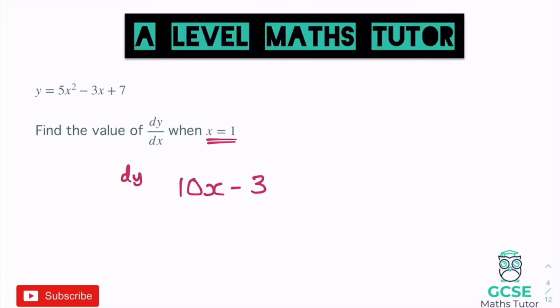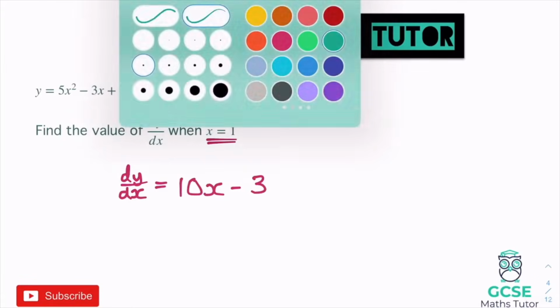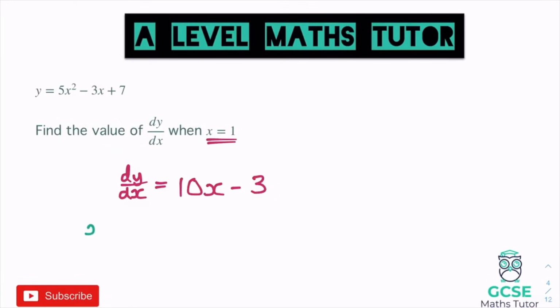So dy over dx equals 10x minus 3. So when x is 1, all we need to do is substitute 1 in. So when x equals 1, we are going to get 10 times 1 minus 3, which equals 10 minus 3, which equals 7. There we go. So that is our value there when x equals 1. Quite nice and simple, hopefully.